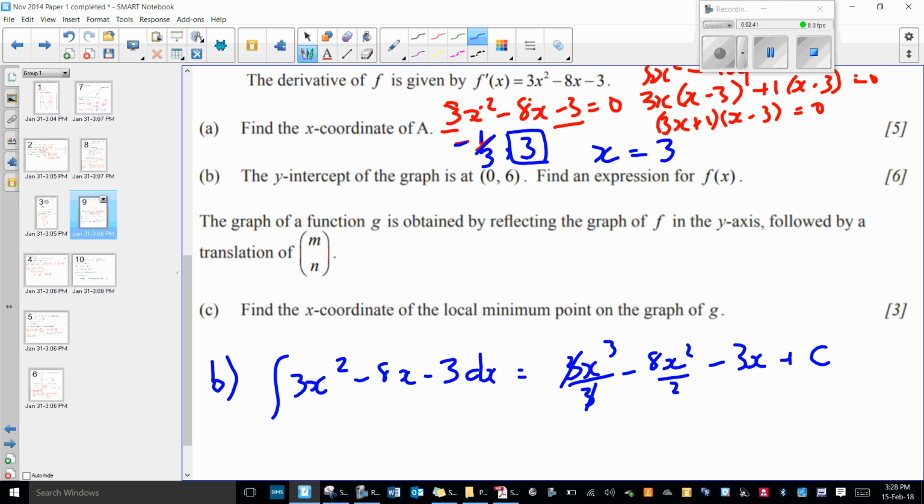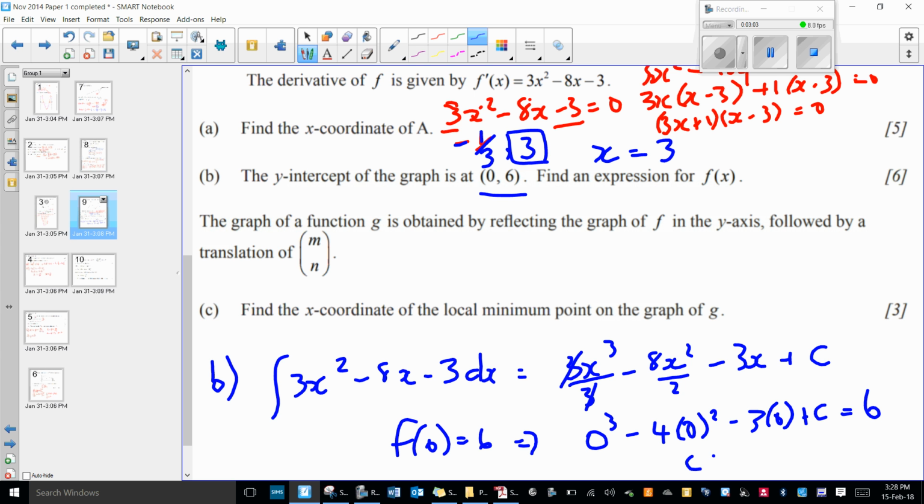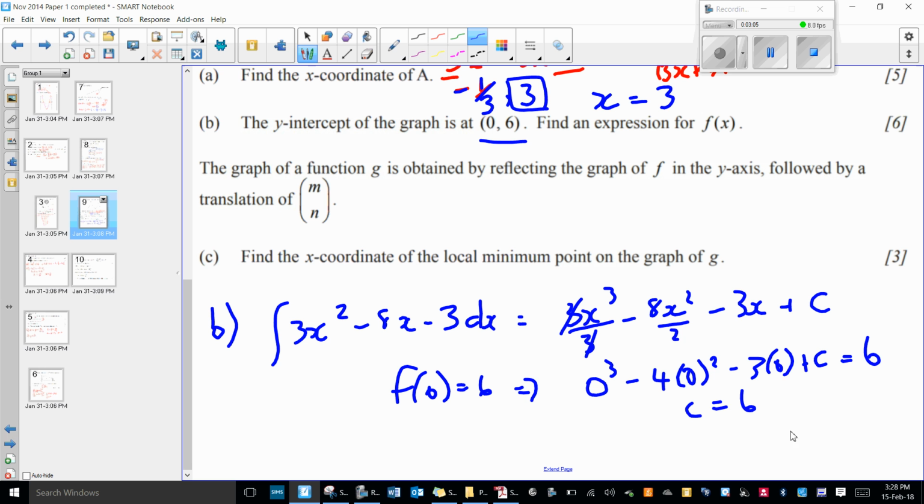So we know it goes through the point (0, 6), and so f(0) equals 6. So that means 0 cubed minus 4 times 0 squared minus 3 times 0 plus c equals 6. So c is 6. So our equation for f(x) is x cubed minus 4x squared minus 3x plus 6.